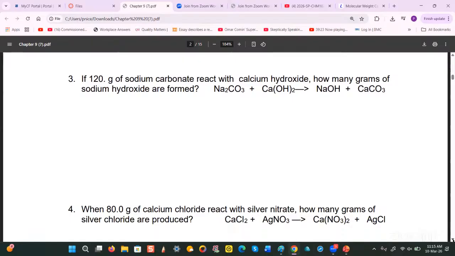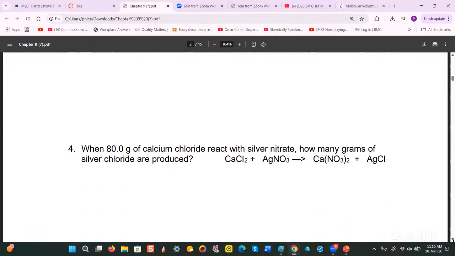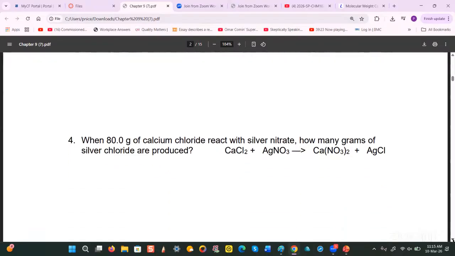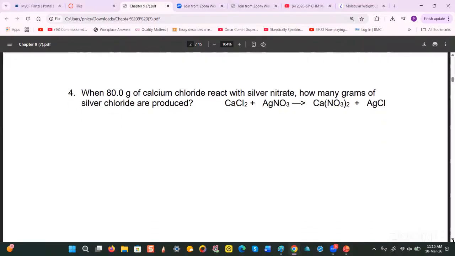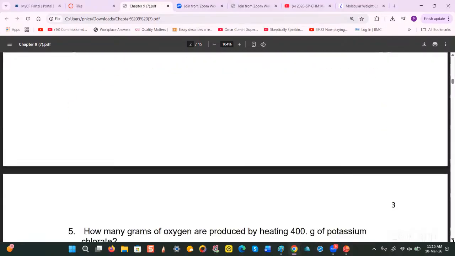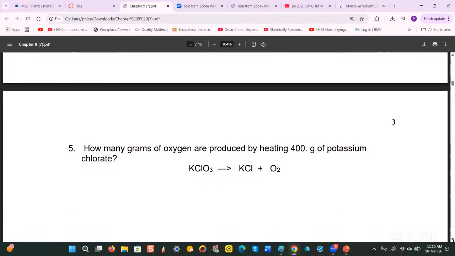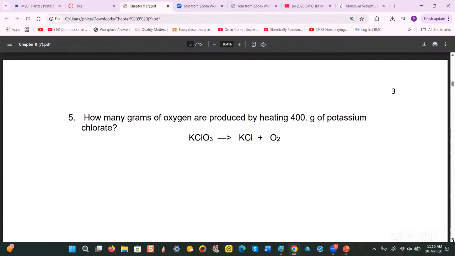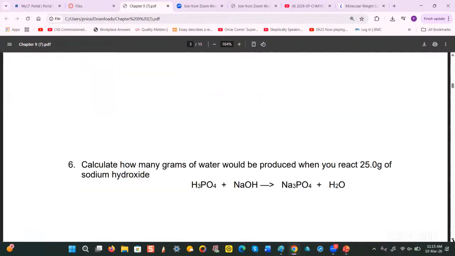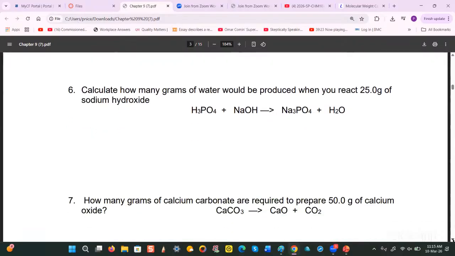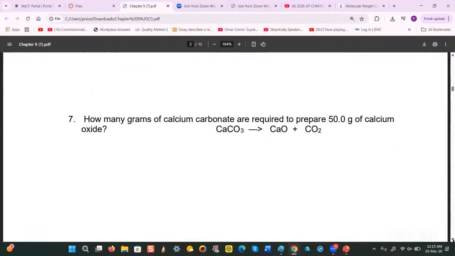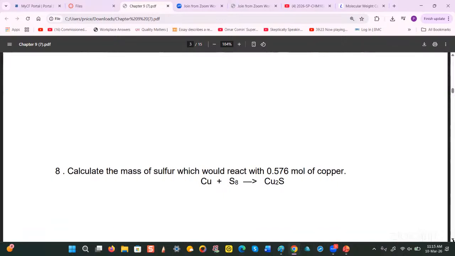Let me see here, number 4. Same thing for number 4. Again, make sure that the equation is balanced. I'm going to leave that for you to do. Number 5, same thing. Number 6. Number 7. 8.